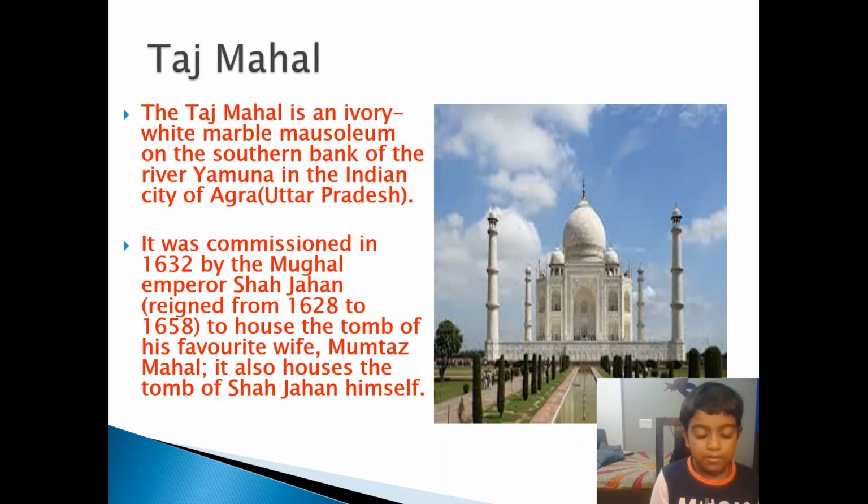It was commissioned in 1632 by the Mughal Emperor Shah Jahan, who reigned from 1628 to 1658, to house the tomb of his favorite wife, Mumtaz Mahal. It also houses the tomb of Shah Jahan himself, friends.